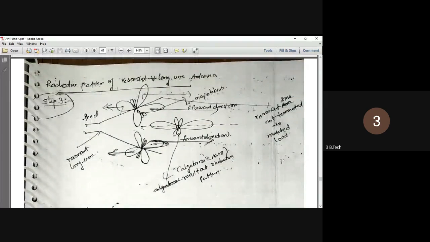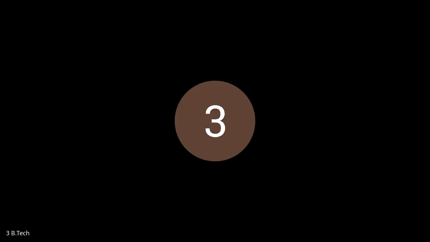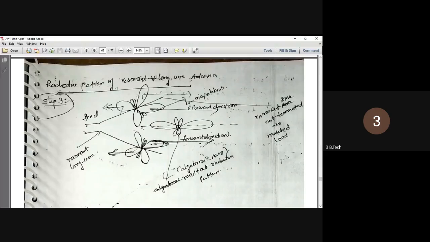But when we come to the radiation pattern of the resonant V longer antenna, resonant means one end is given to the feed and the other end is not terminated by the load resistance. That is the ZL value, right?